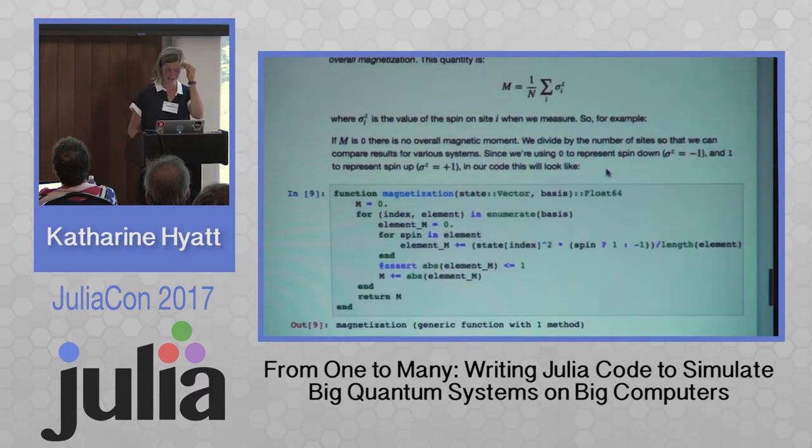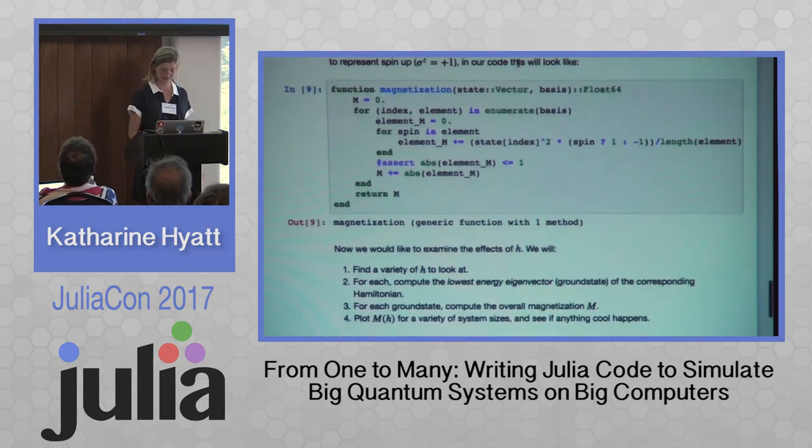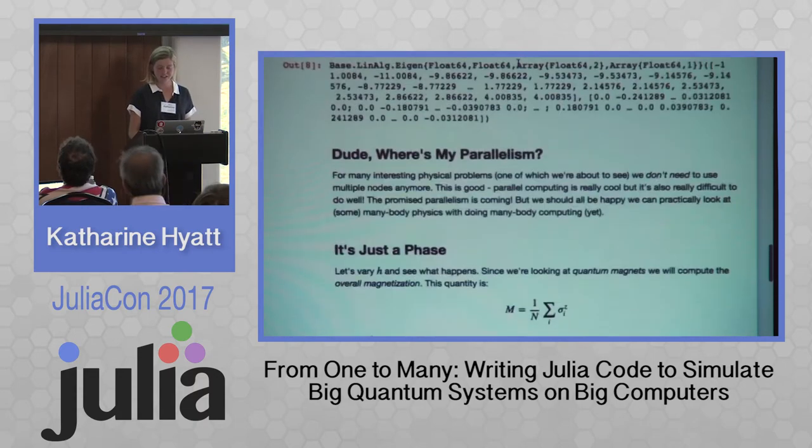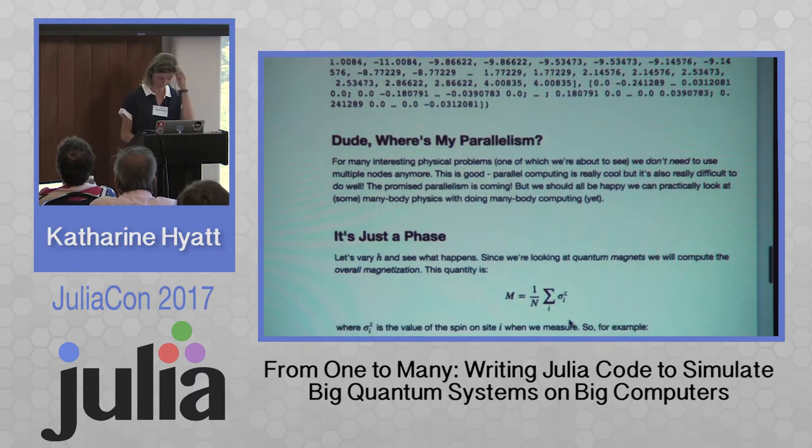So what we're going to do is vary this transverse field, actually do some physics, and measure the magnetization, since I told you we were looking at magnets. If the sum of the local moments is zero, then there's no overall magnetization, and the system is boring like most things in the world are. If the sum is non-zero, or if the sum is close to one, then the system is probably magnetized, and that's interesting.